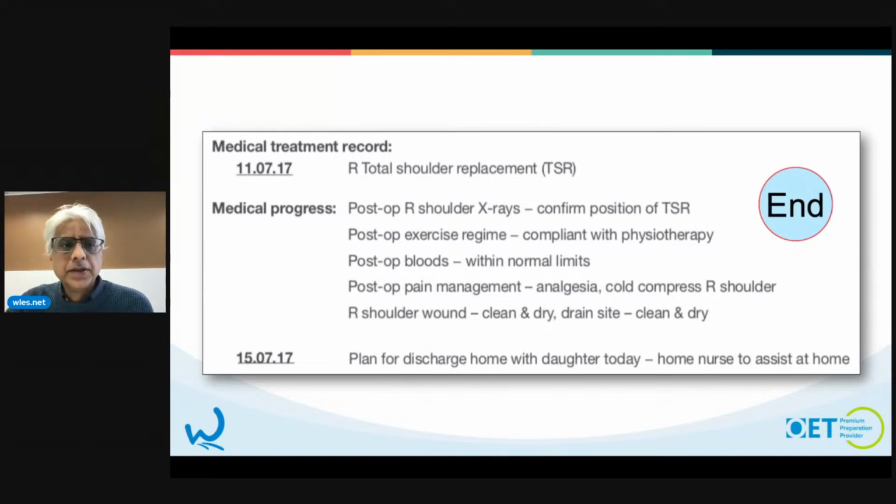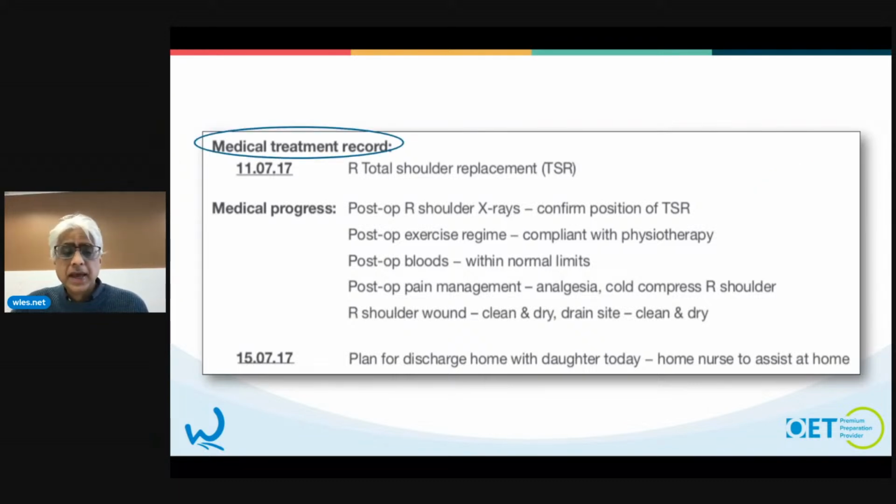Okay, so if I just circle the headings here, take note of these subheadings, they can help you. Medical treatment record: on the 11th of July, the patient went into hospital and had a shoulder replacement. Of course, this is important. The home nurse needs to know this. We'll mention this in the letter.